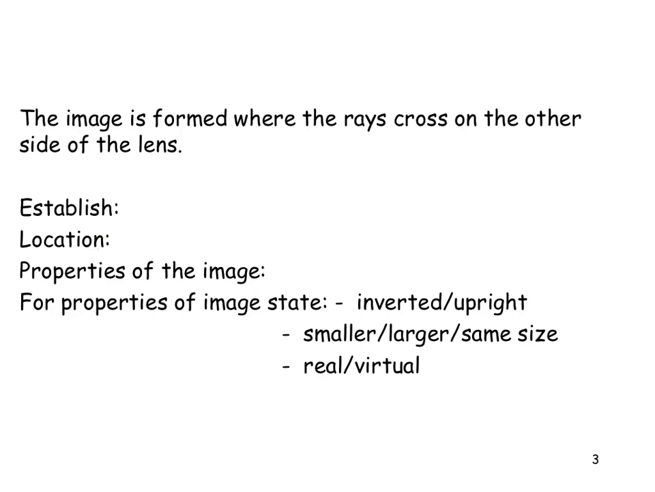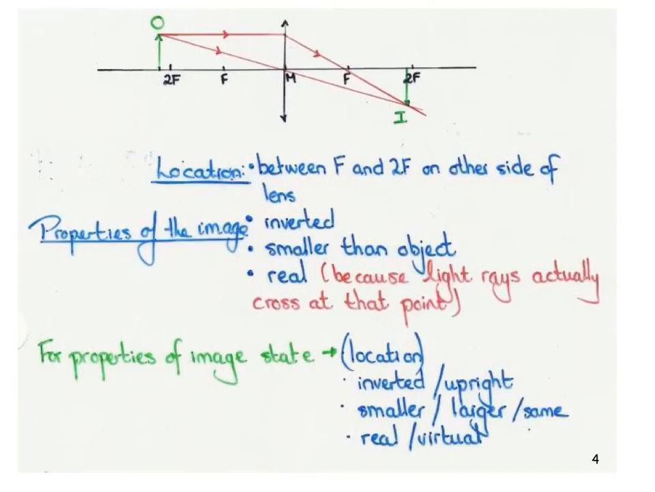Properties of the image: you will either say it's inverted or upright. In this case, it was inverted. Smaller, larger, or the same size. In this case, it was smaller. Real or virtual. In this case, it was real. It will be virtual if I use dotted lines, and you'll see when we need to do that from time to time going forwards. So here's our diagram. The location is between F and 2F on the other side of the lens. Upside down, smaller, real because the real rays cross.